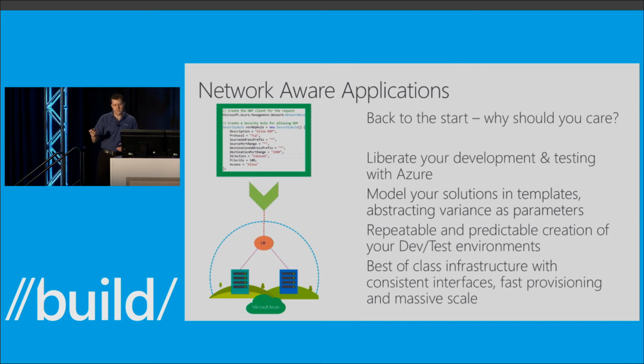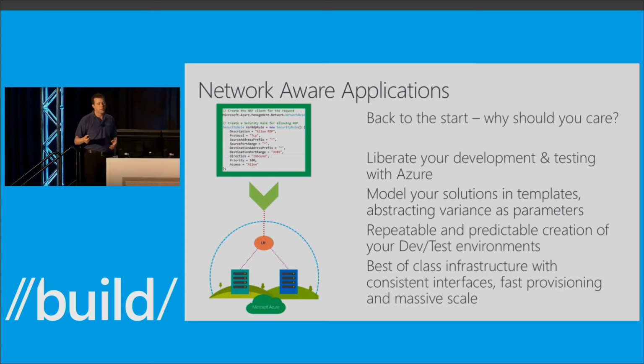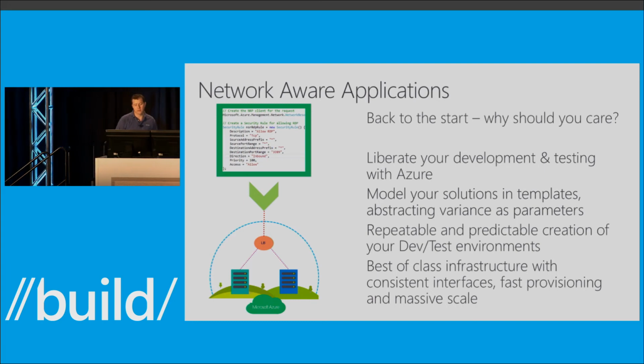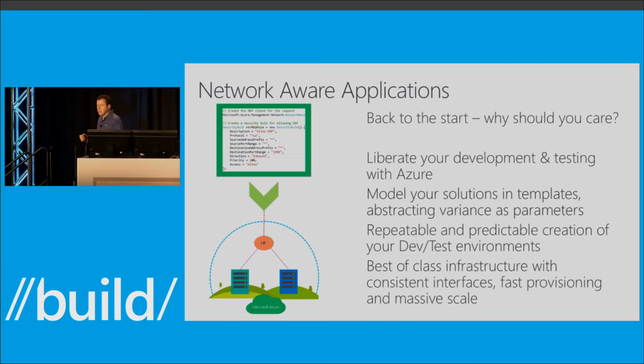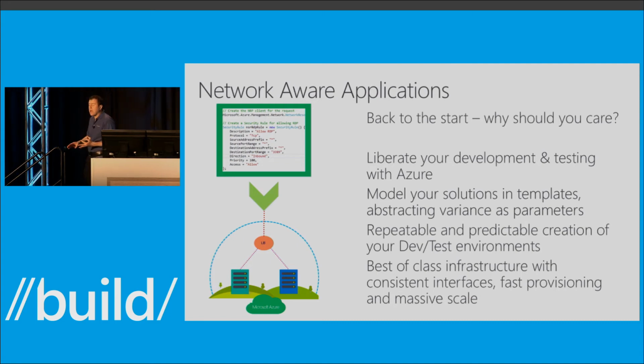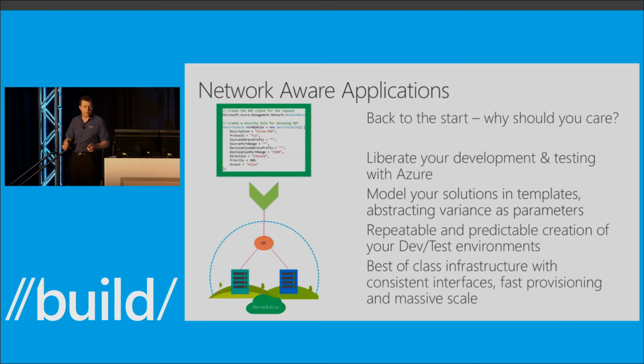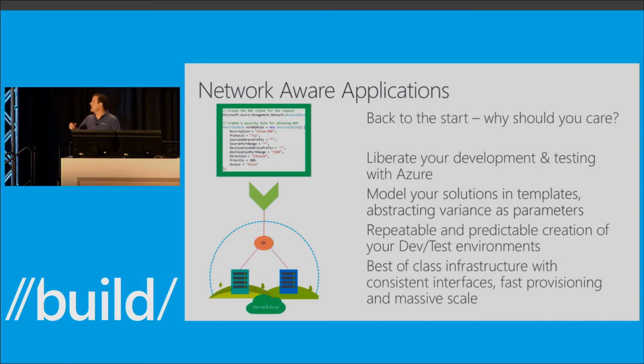It's consistent across all of these and delivers value adds such as RBAC and tagging and so on that are developed centrally on the ARM platform, enabling you to have a better experience. It enables you very, very easily to have repeatable experiences, repeatable deployments for your dev test environments. And it represents the best-in-class infrastructure and consistent interfaces, fast provisioning, and massive scale, of course. Basically, it allows you to turn your code into networks, if you want.